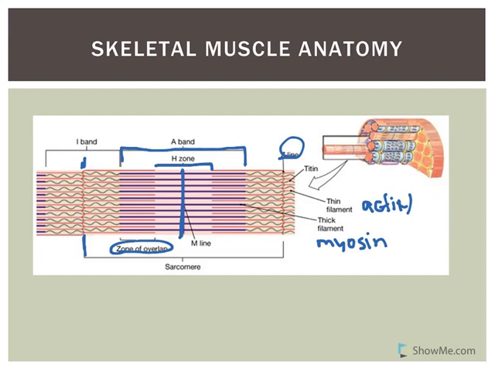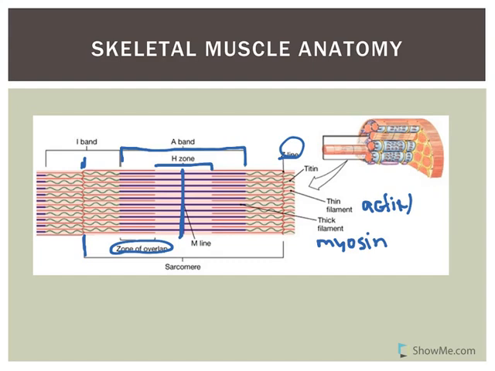Now, also the I band. The I band is on either side of the Z line. So the I band only has actin. Now, I do want to mention, this is how things look at rest. The sarcomere is at rest. But when muscle contracts, we're going to see some changes in the lengths of some of these bands or zones.